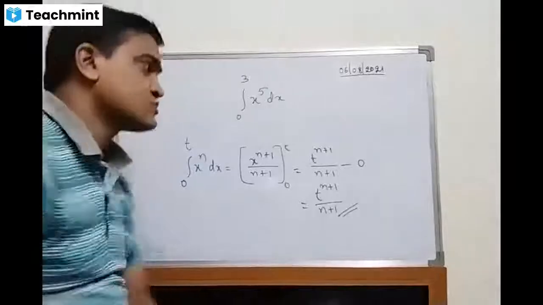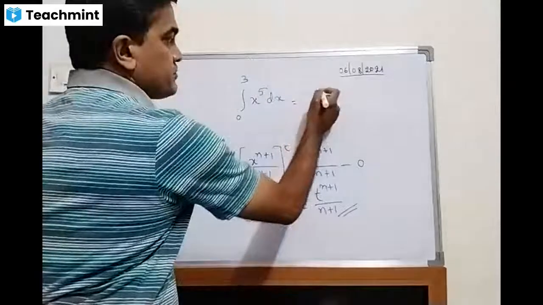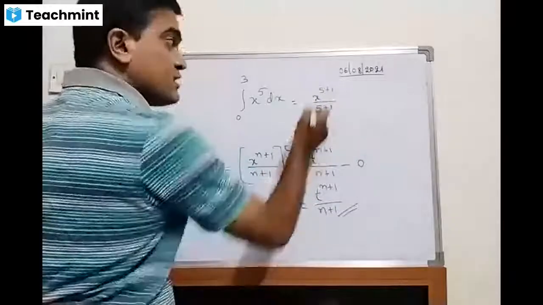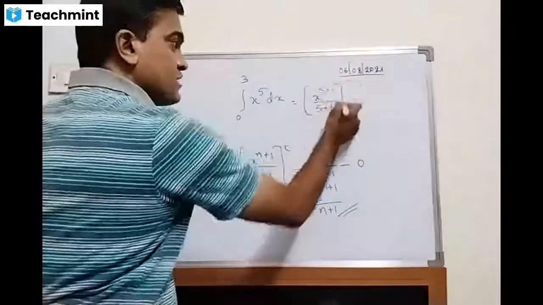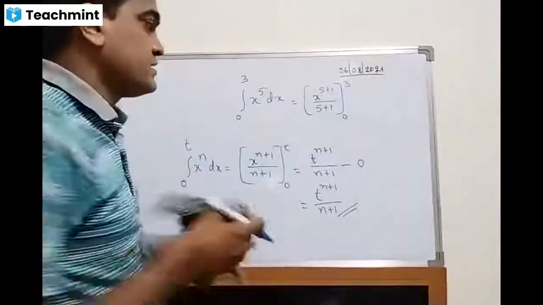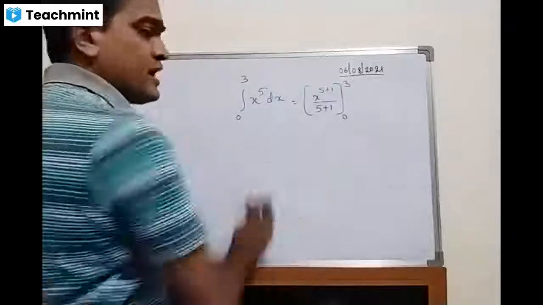First, tell me the integral of x to the power n. What will you get finally? x to the power n plus 1 by n plus 1, so 5 plus 1. Limits are from 0 to 3. Then what will I get? 3 to the power of 6 by 6.